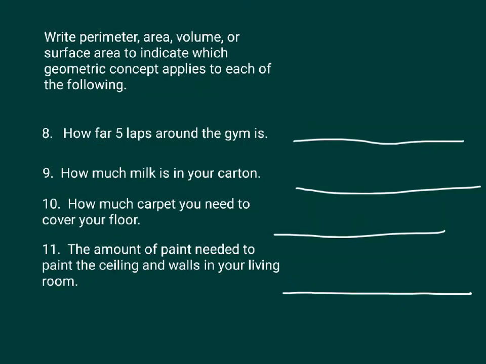The following questions are just to try to measure how well we understand what perimeter, area, volume, and surface area mean. So which would you use to figure out, if you're calculating how far 5 laps around the gym is, are you figuring out what perimeter is, area, volume, or surface area? This is a distance, a linear distance, so that's going to be perimeter. So just put perimeter on that one.